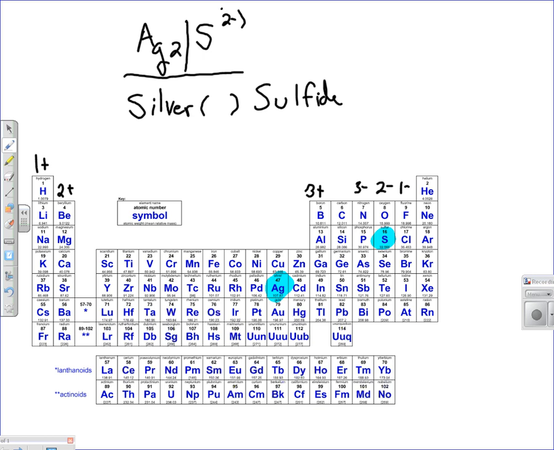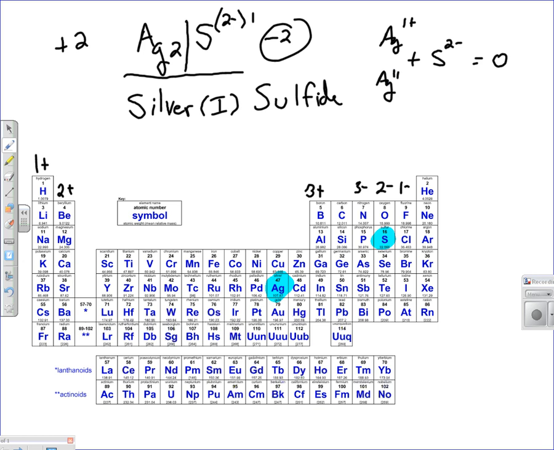And then how many of these -2's are there? There's only one. So we have a total -2 charge on the right-hand side. Therefore, the +2 charge must exist on the left. There are two silvers, so each one of these silvers must then have a +1 charge, because 2 goes into 2 one time. Another way of looking at this is, we have a silver and we have a silver ion, and they must add together to form a neutral compound with one sulfur. And therefore, each of these must have a +1 charge.